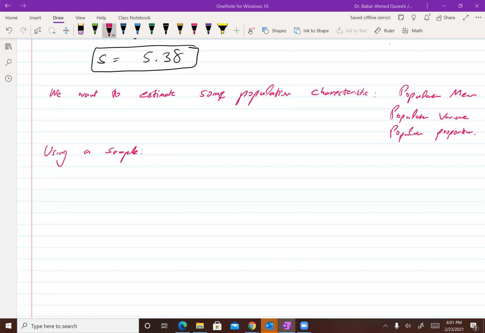So you are interested in some population characteristic and you want to estimate it. You have no idea what it is. You want to estimate it by picking a sample. So using a sample, you have an estimator, that means some variable that you use to estimate the population characteristic.